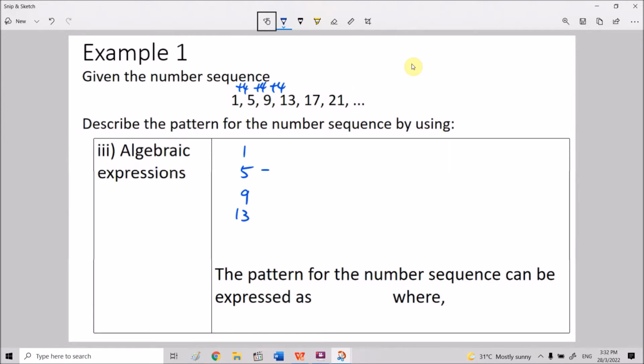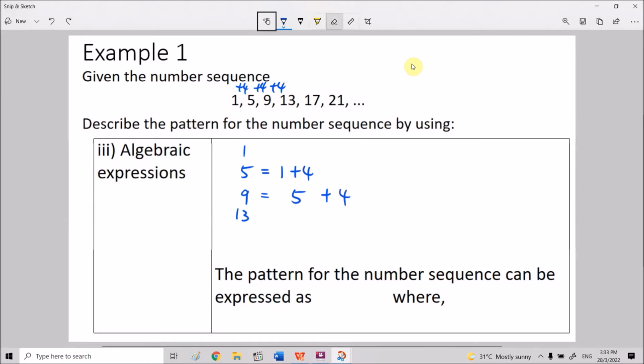Okay, so I start with 5 first. As you can see from the pattern here, 5 is actually 1 plus 4. If we look at the next term, number 9, how do you get the 9? By adding 5 and 4. So 9 is 5 plus 4. This 5 actually equals 1 plus 4, right? Hence, we can substitute the 5 by using 1 plus 4.